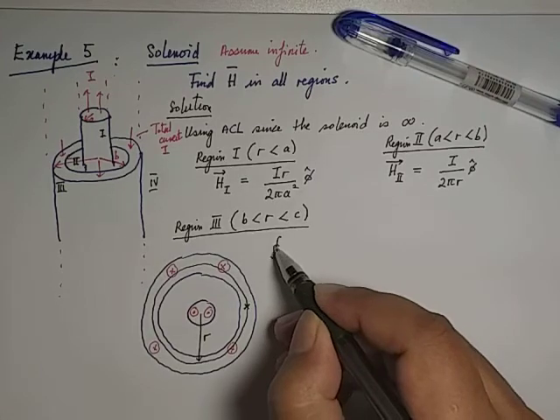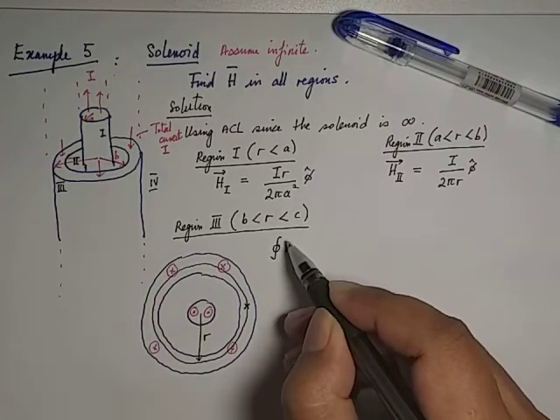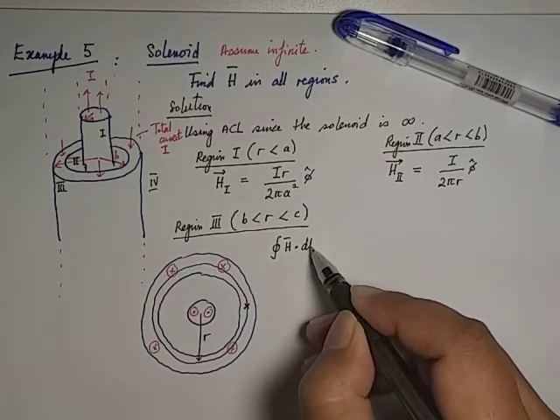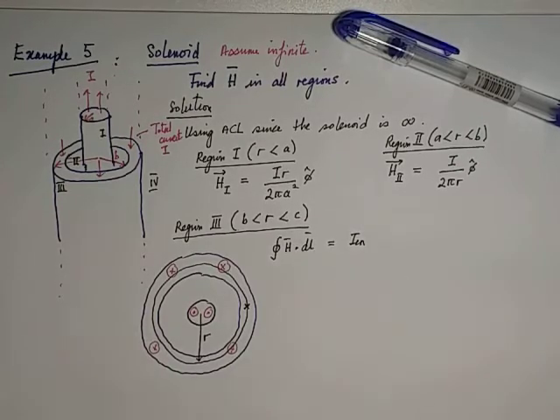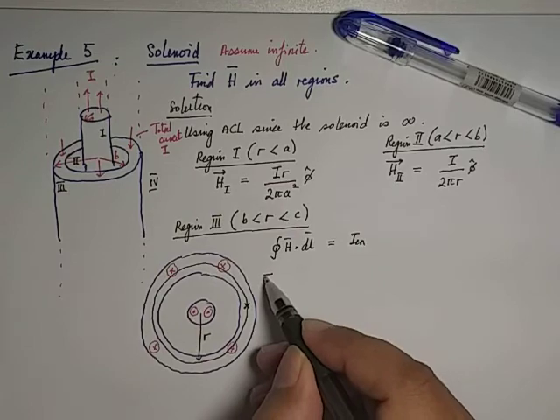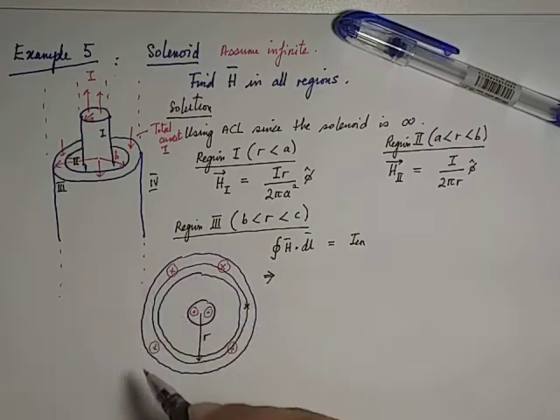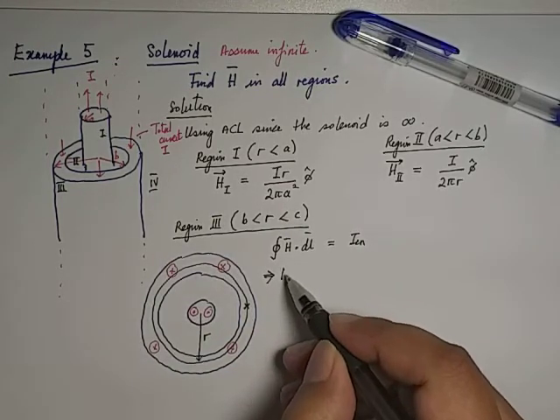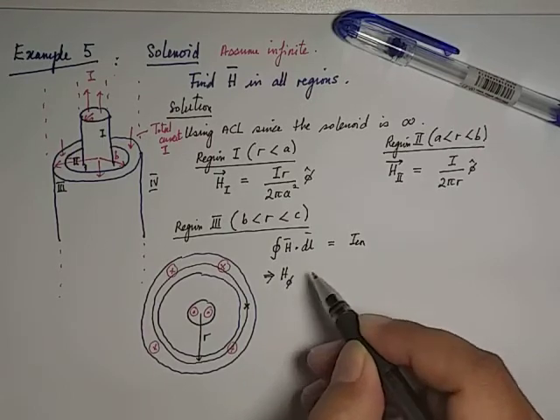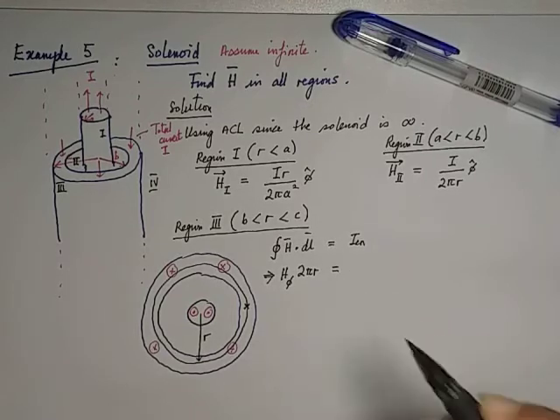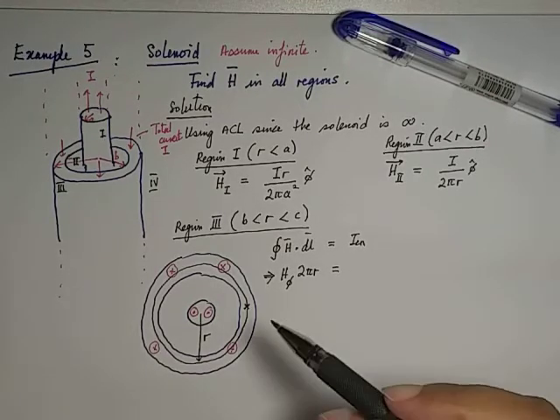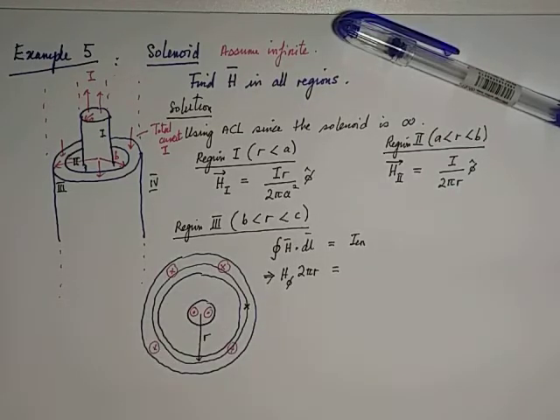The mathematics states H dot dl equals I enclosed. Based on our previous experience, the solution for the circular loop is going to end with H phi multiplied with 2 pi r. That should be the standard solution we're going to take whenever we see this type of loop structure.